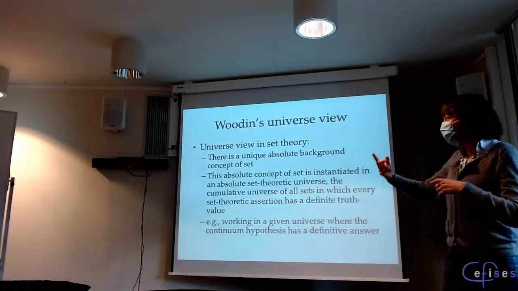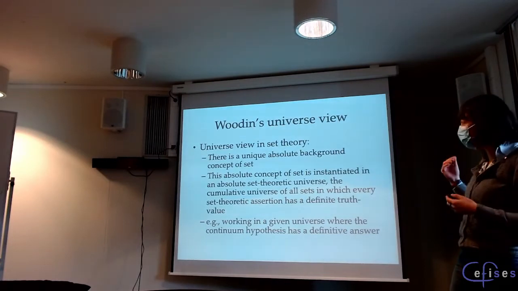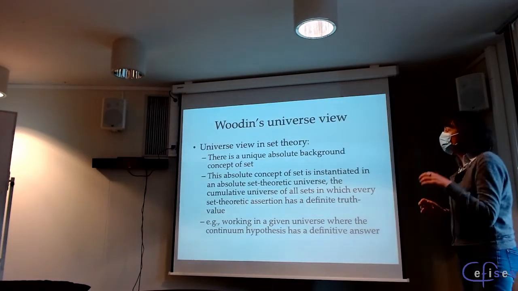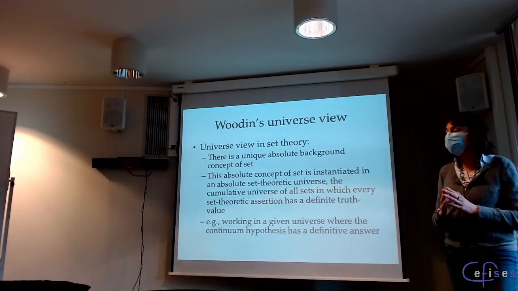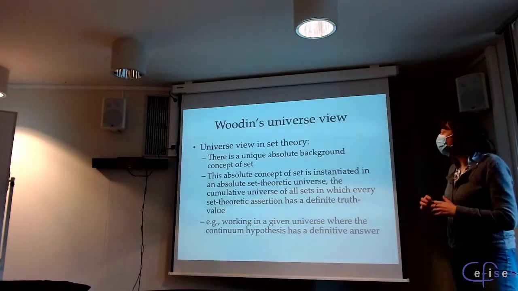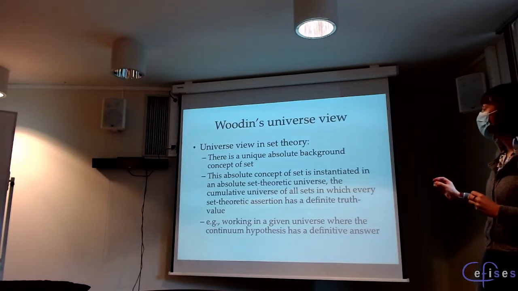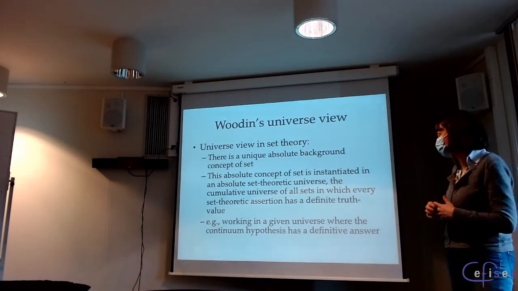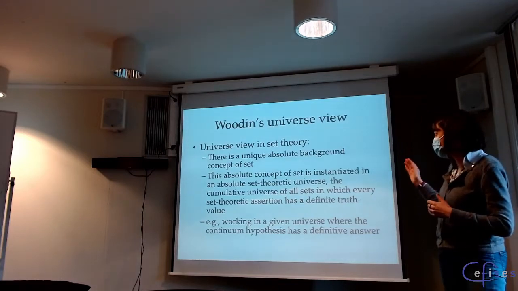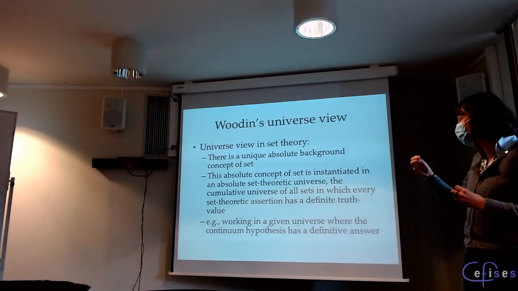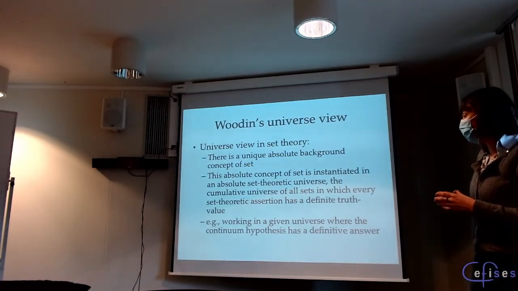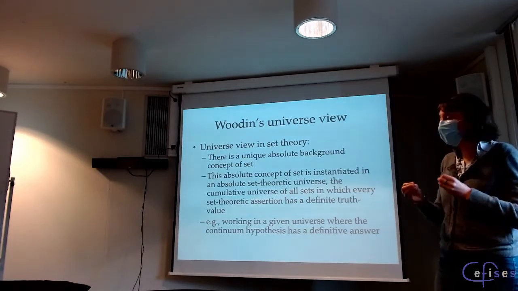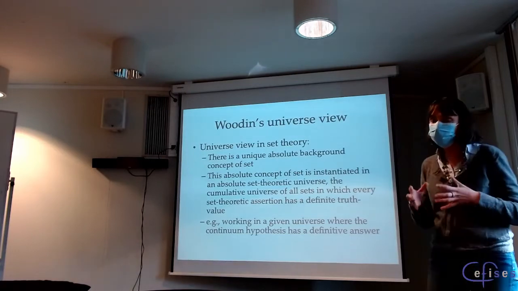So, as he argues against that generic multiverse view, he proposed the universe view in set theory, and he argues for that view. For him, first of all, there is just one unique absolute background concept of set. And this absolute concept of set is instantiated in an absolute set theoretic universe, which is the classical cumulative hierarchy of all sets, in which every set theory assertion should have a definite truth value. So in practice, you would be working in the given universe when you can find the right one, where you can fix the continuum hypothesis, for example, and give it a definitive answer.